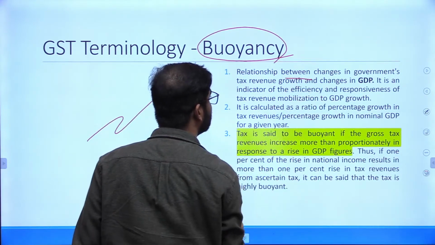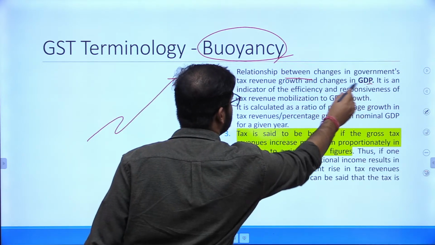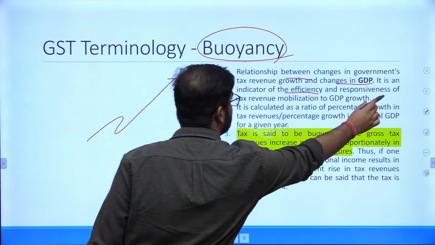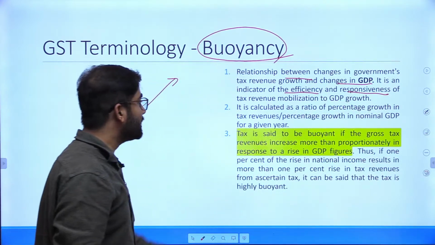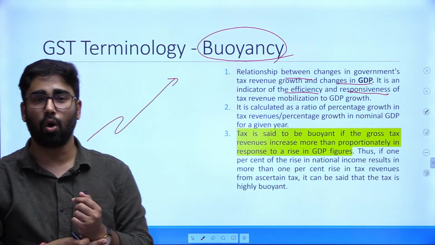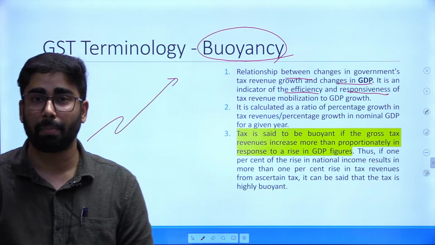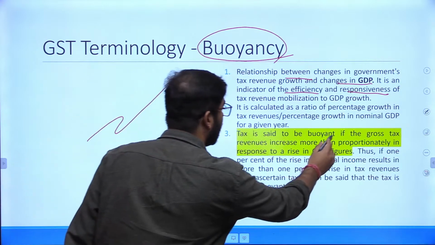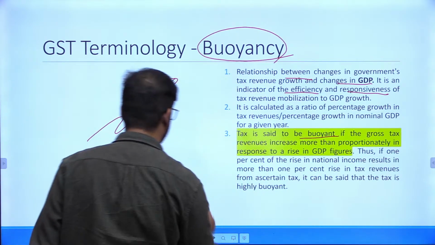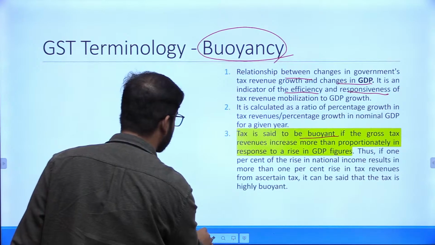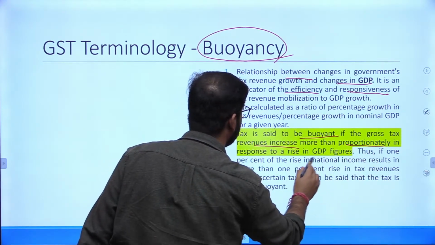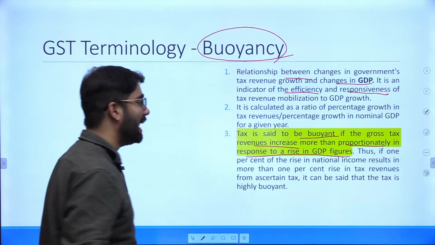Relationship between the changes in government's tax revenue growth and changes in GDP, ये definition है buoyancy की. It is an indicator of the efficiency and responsiveness of tax revenue. It is calculated as a ratio of percentage growth in tax revenues to the percentage growth in GDP. Okay, tax is said to be buoyant if the gross tax revenue increases more than proportionately in response to the rise in GDP figures.